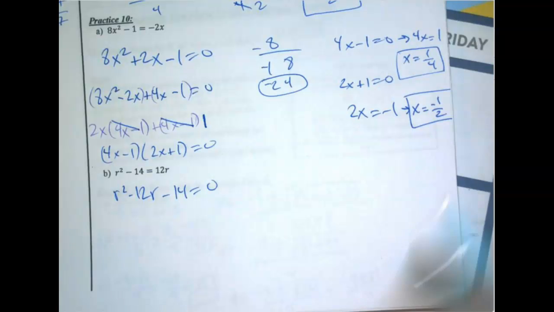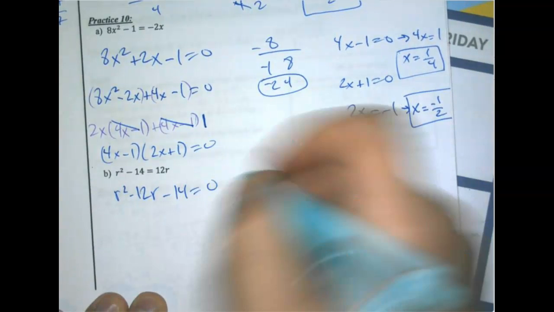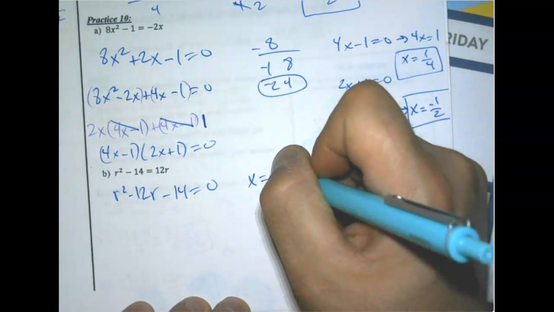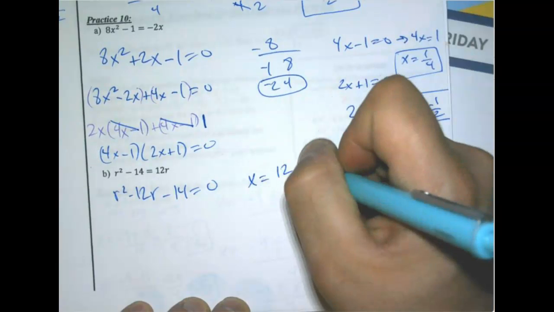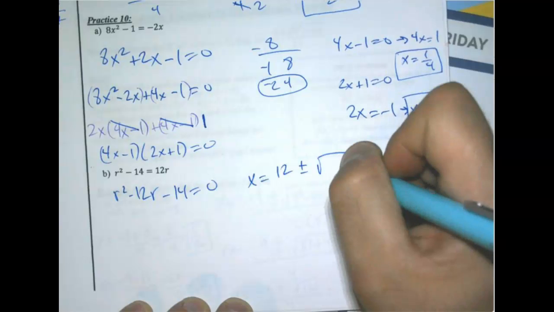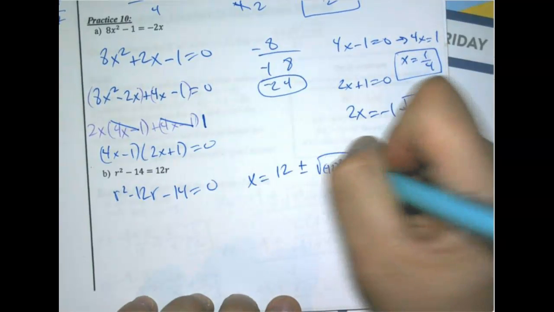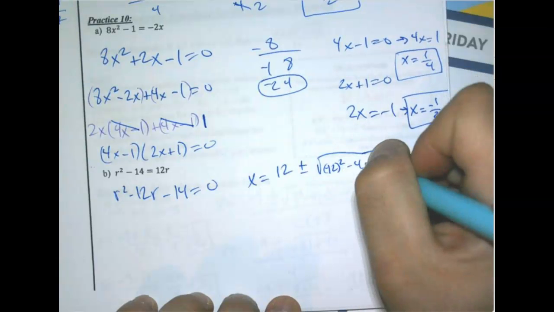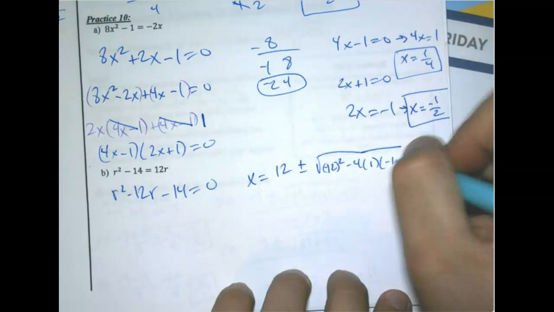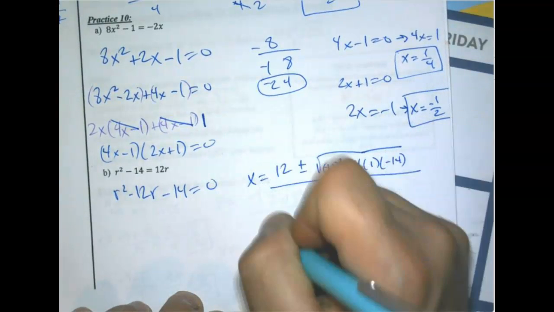So quadratic formula, right? A, B, C: 1, negative 12, negative 14. So x equals negative b, well b is negative 12, so negative b is 12, positive that is. Negative b plus or minus square root b squared, so negative 12 squared minus 4 times a times c, which is negative 14. All over 2a, so all over 2 times 1 in this problem.